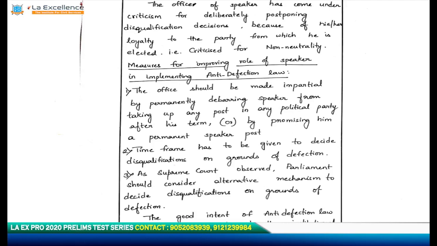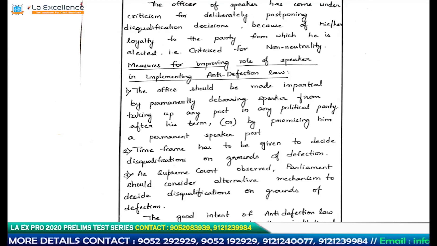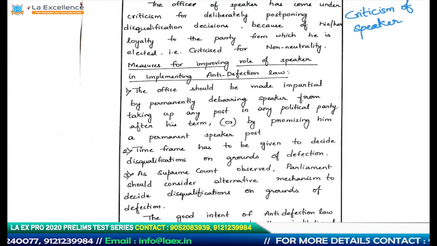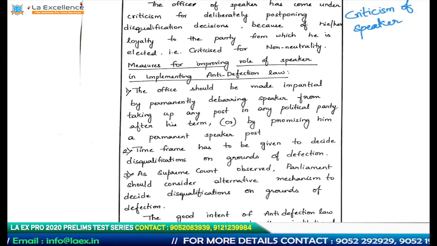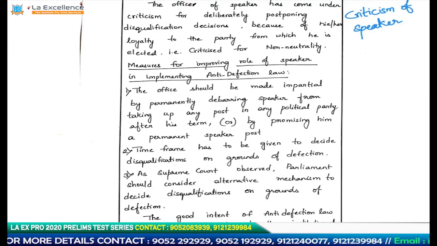The office of Speaker has come under criticism for deliberately postponing disqualification decisions because of his or her loyalty to the party from which he is elected. That is, criticized for non-neutrality. Okay, so here he is trying to mention why the Speaker's role has come under criticism with respect to anti-defection law. So this can be taken as a linking statement to the second part of the question.